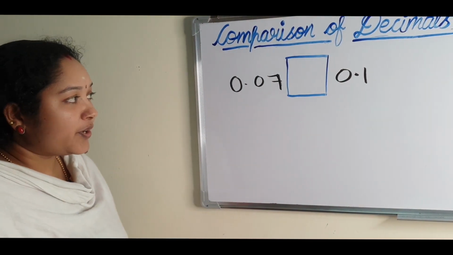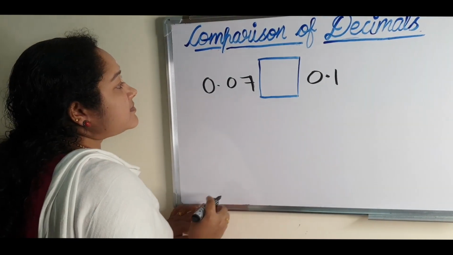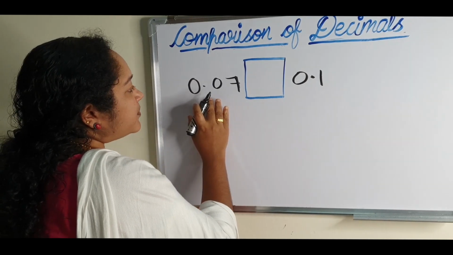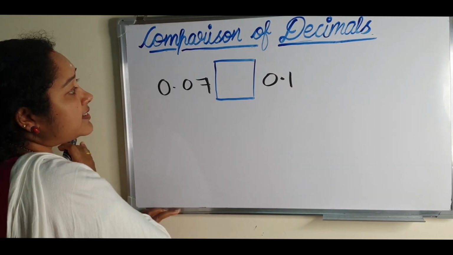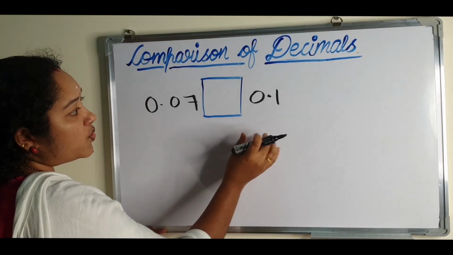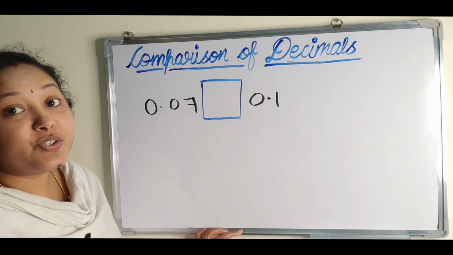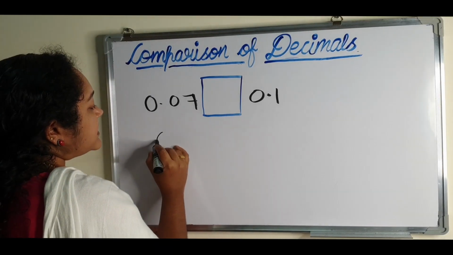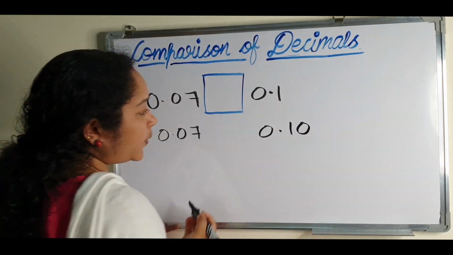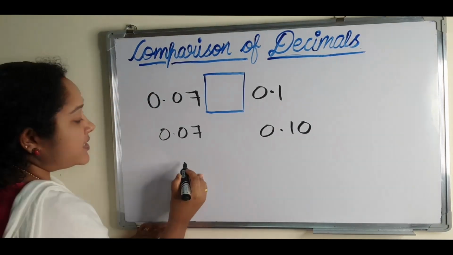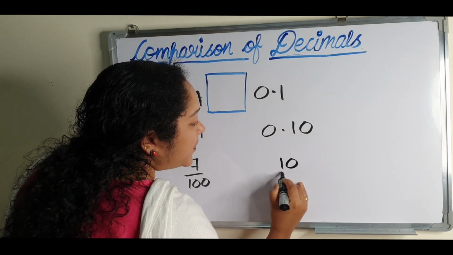0.07 and 0.1. The whole part is 0, or equal. The fractional part is 0.07 and 0.1. The place value of this decimal is 100, so we change this decimal's fractional part up to 100. That means 0.07 and 0.10. 0.07 means 7 by 100, here 10 by 100.